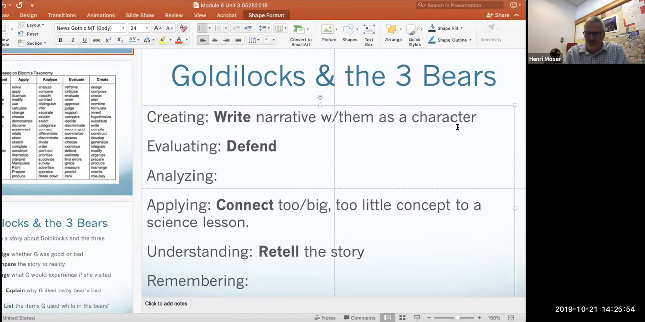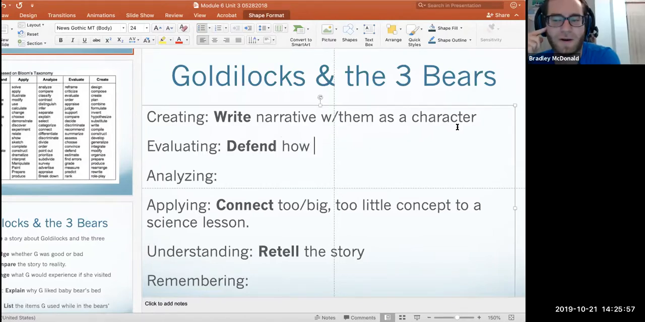Defend how your story is similar? Yeah, or why is it a fairy tale, or why does it have a moral? So we were talking about morals.